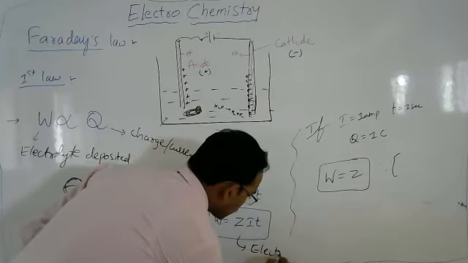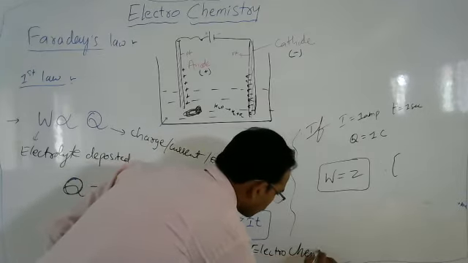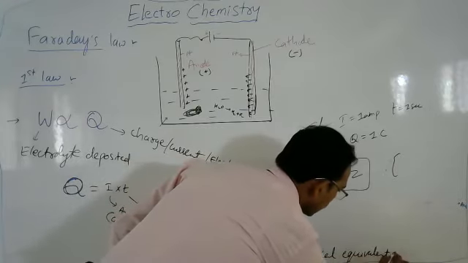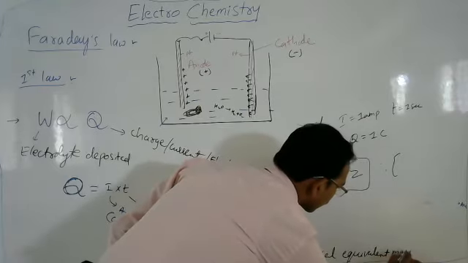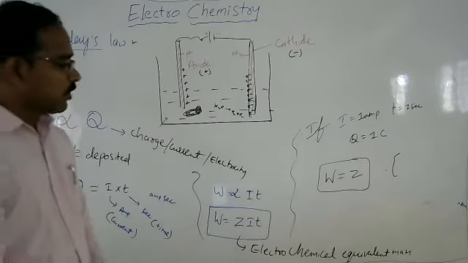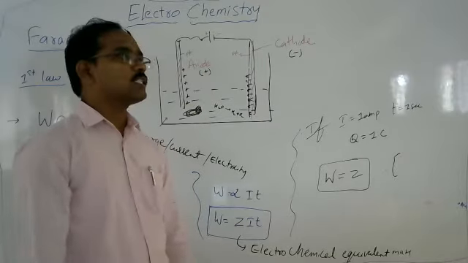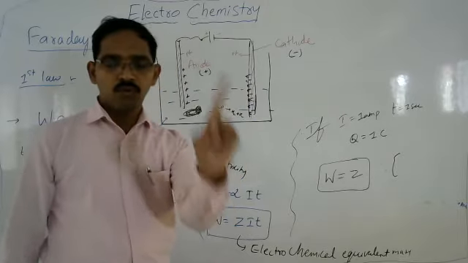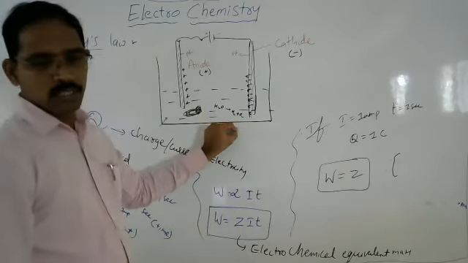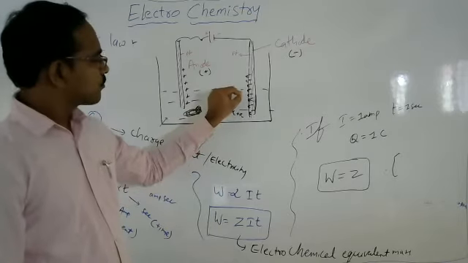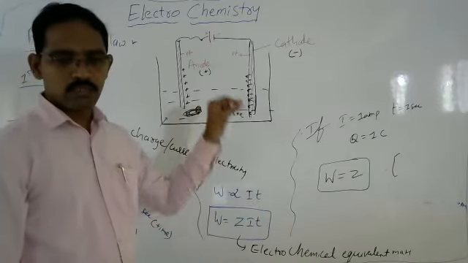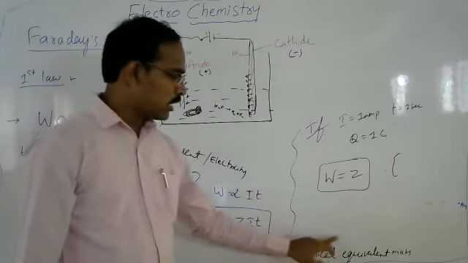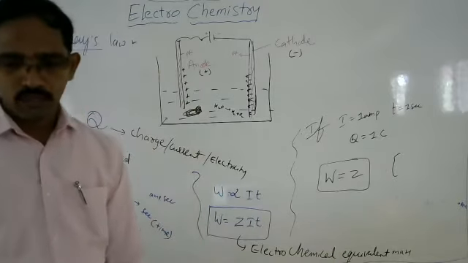I am writing here electrochemical equivalent mass. What does electrochemical equivalent mass mean? When you send 1 coulomb of current, how much metal or substance is depositing? That is known as electrochemical equivalent mass. Clear?